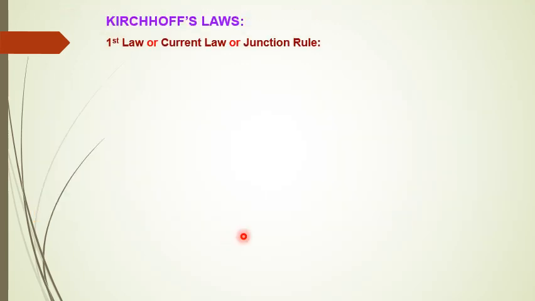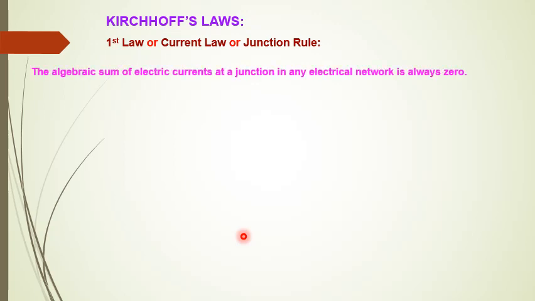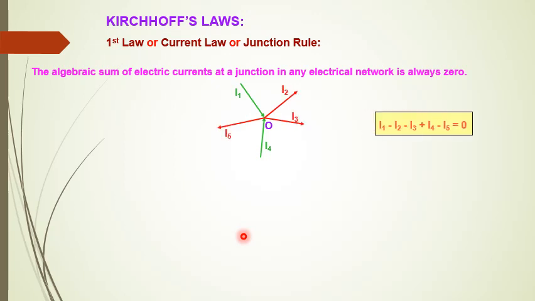Kirchhoff's law. First law or current law, or we can call it as junction rule. The algebraic sum of electric currents at a junction in any electrical network is always 0. Here we can see that I1 and I4 currents are entering and I2, I3 and I5 currents are exiting. So I1 plus I4 will be equal to I2 plus I3 plus I5. So we can write it as I1 minus I2 minus I3 plus I4 minus I5 equal to 0.